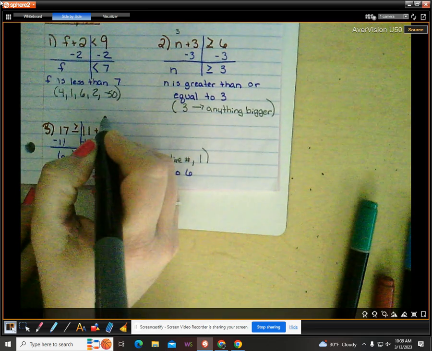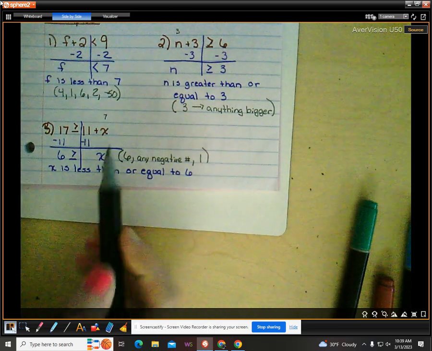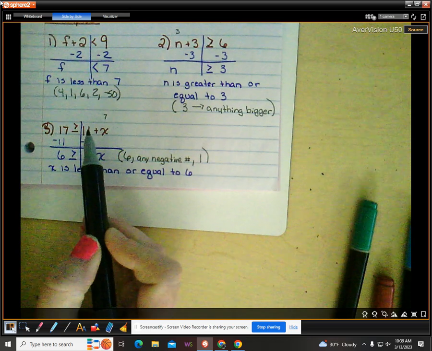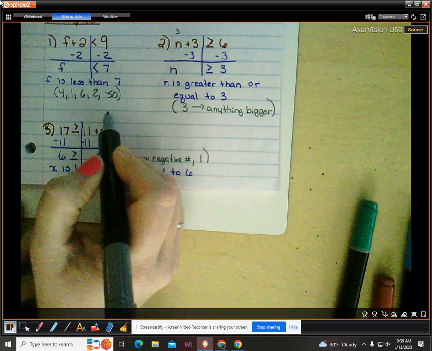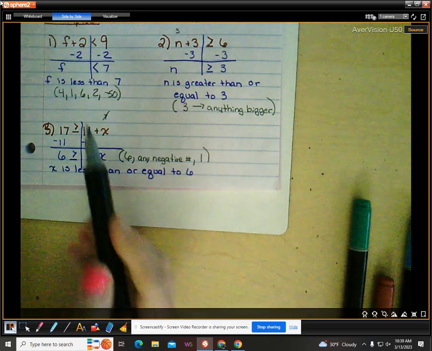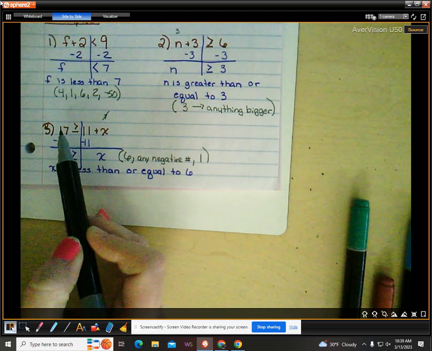Let's say for some reason you thought x could be 7. If I had 7 and 11, that gives me 18. Is 18 less than or equal to 17? No. So it cannot be 7. But it could be 6 because 6 plus 11 is 17. 17 is less than or equal to 17.